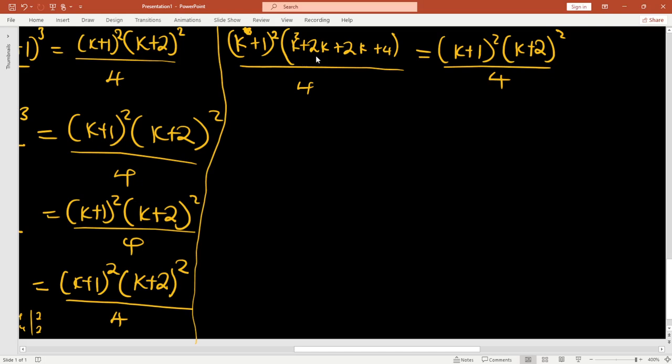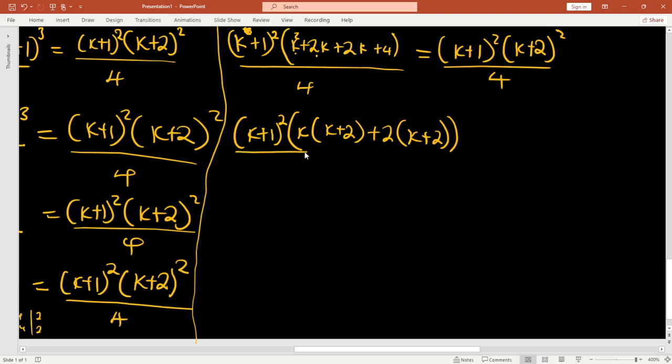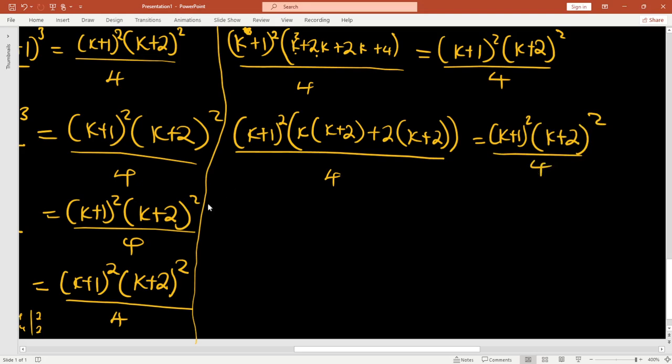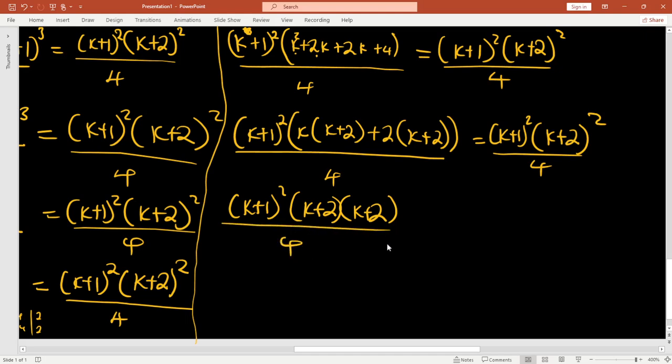So in these brackets that we have on the numerator on the left hand side, you notice that between the first two terms k is common. So we continue, (k+1)^2 open brackets, k is common there, we have k+2. Then here 2 is common, so we're going to say plus 2, open brackets, (k+2) there. We close everything divided by 4. We equate it to what we have this side, (k+1)^2 (k+2)^2 divided by 4. Then now we have (k+1)^2 open brackets, (k+2)(k+2) divided by 4, equal to (k+1)^2 (k+2)^2 divided by 4 here.